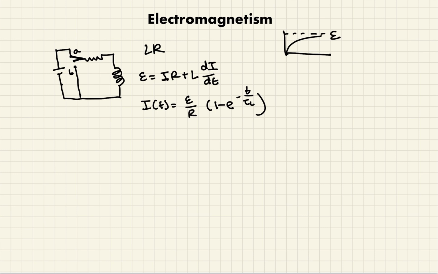That's the current. It increases to the EMF itself. This is for the resistor. This is for the inductor. The EMF of that would decrease from the level EMF to 0.